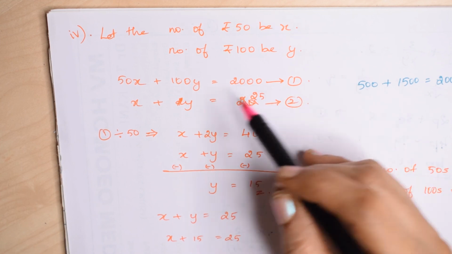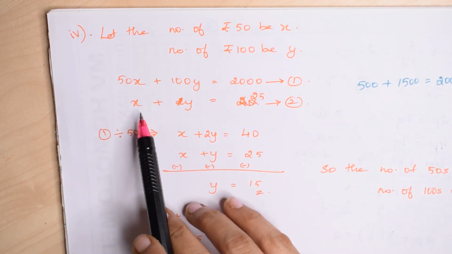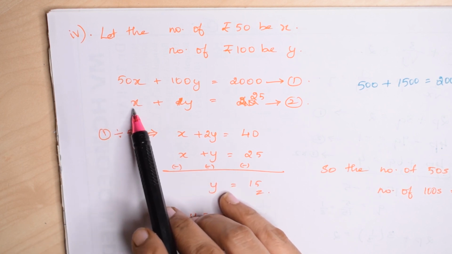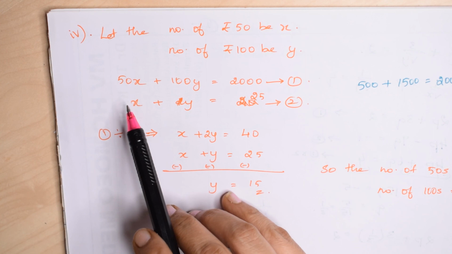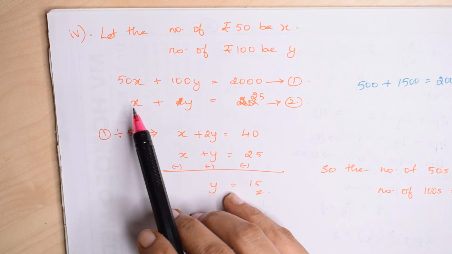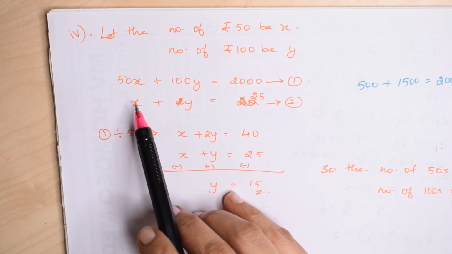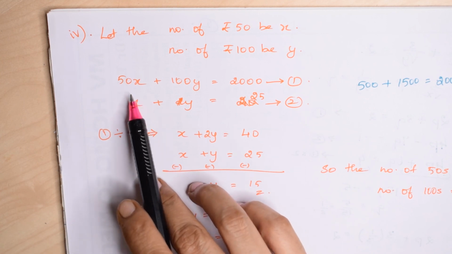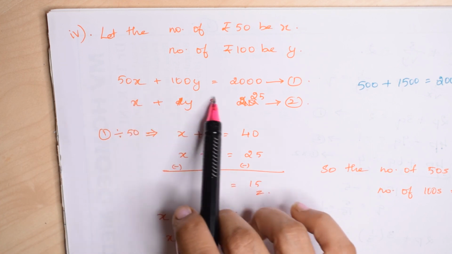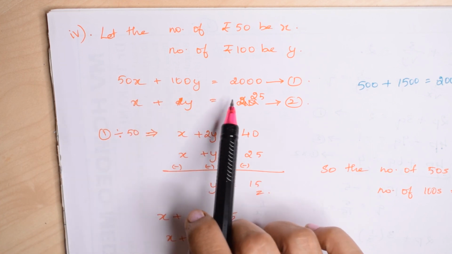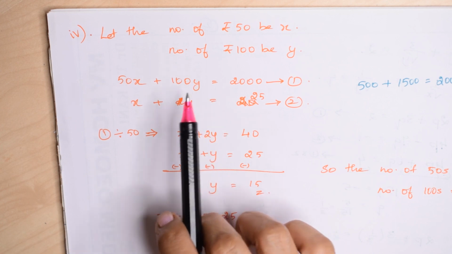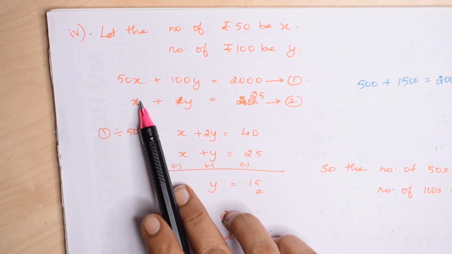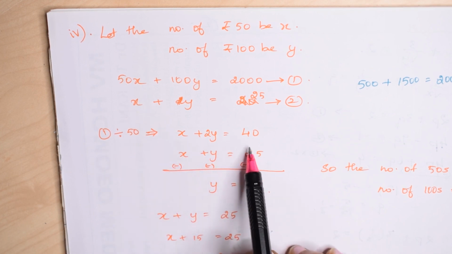Now see here, usually, if it had been the earlier sum, we would have multiplied the second equation by 50 to solve it easily, right? But when we make the number bigger and bigger, our calculation will become very complicated. So what I am doing, I am reducing the equation. In this first equation, I see that all the numbers can be divided by 50. So I am dividing the first equation by 50. When I divide, I get the equation x plus 2y is equal to 40.